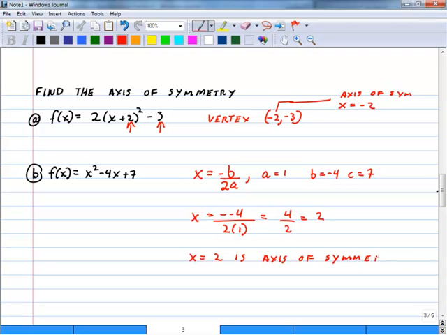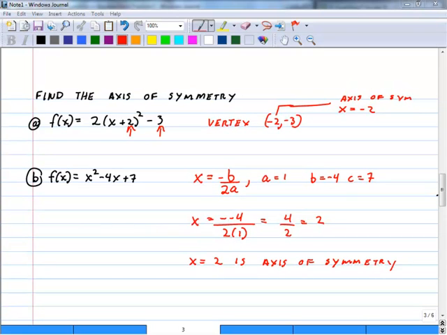Here's the other thing too. We're already halfway to finding the vertex. If I plug the 2 back in here, I'll find the y value for the vertex. So finding the axis of symmetry is halfway towards finding the vertex.